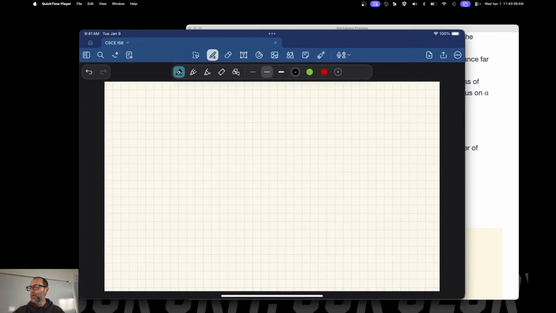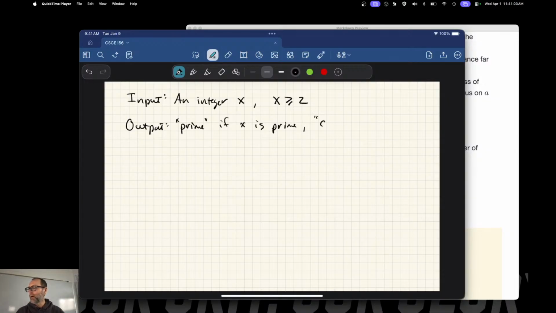What I want to do is write another algorithm and get more practice with some pseudocode. My input is going to be an integer x, such that x is greater than or equal to 2. My output is going to be prime if x is prime. And what's the opposite of prime? Composite. I don't have to say if it's composite, otherwise. That's the other catch-all.